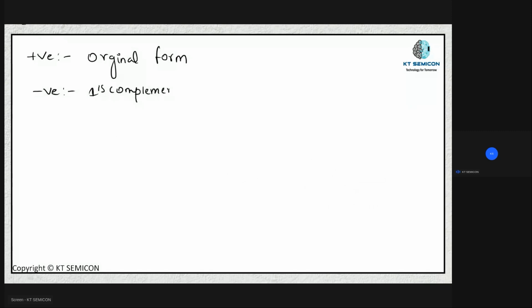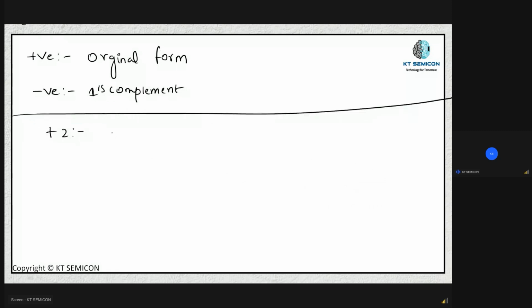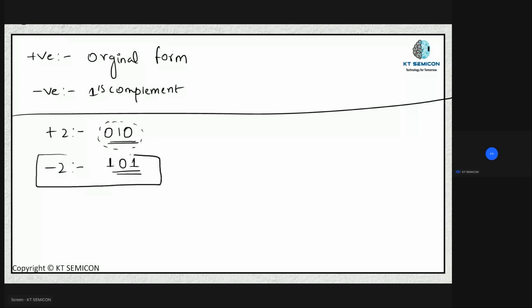Now, what this means is, let's say if I have to represent plus 2, then I'm going to simply write it down as 0, 1, 0. Okay, this is how I can represent plus 2. But if I want to represent minus 2, then I'm going to perform ones complement on this number. That is nothing but 1, 0, 1. And this is nothing but the ones complement form of representation of minus 2.